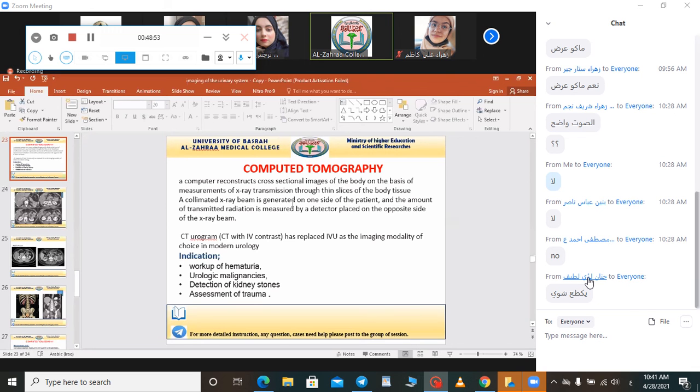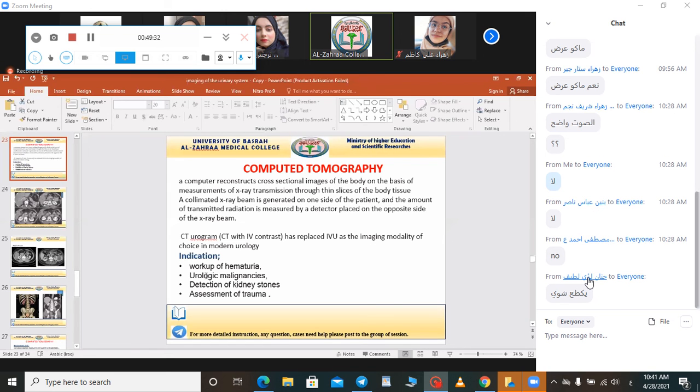But what is most important for you to know is that CT can be used with IV contrast, and we name it CT urogram. This CT urogram nowadays replaces any other modality, especially the IVU, and has become the imaging modality of choice in modern urology. Why? Because it can easily diagnose most urological diseases. For example, the indication of workup of hematuria. What we mean by workup is we look for the cause of hematuria. By CT we can mostly find the cause of hematuria.